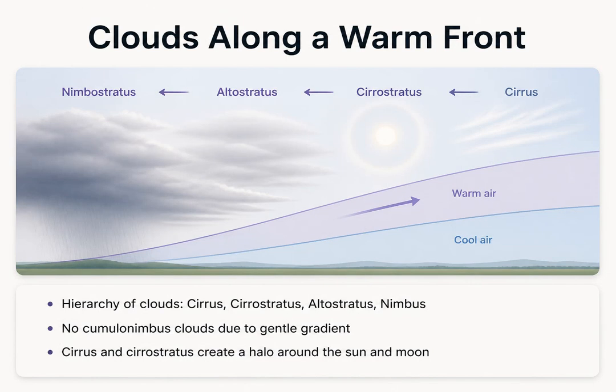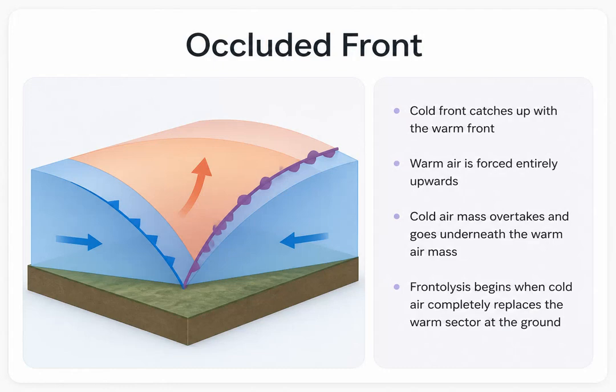The cloud formation along a warm front also follows a specific hierarchy. Far ahead of the surface front, you will see high cirrus clouds, followed by cirrostratus, then altostratus, and finally nimbus clouds closer to the front. Because the gradient is so gentle, the air isn't forced up rapidly enough to form towering cumulonimbus clouds. Interestingly, the ice crystals in the high cirrus and cirrostratus clouds ahead of the front often create a visible halo around the sun or moon. The fourth type is the occluded front.